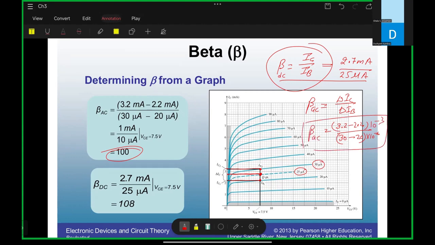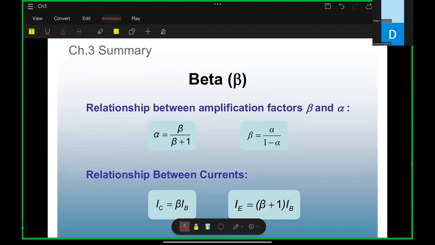Did you understand these two things or no? Tell me now. That is easy. Yes. That is the way how you can calculate the beta value.